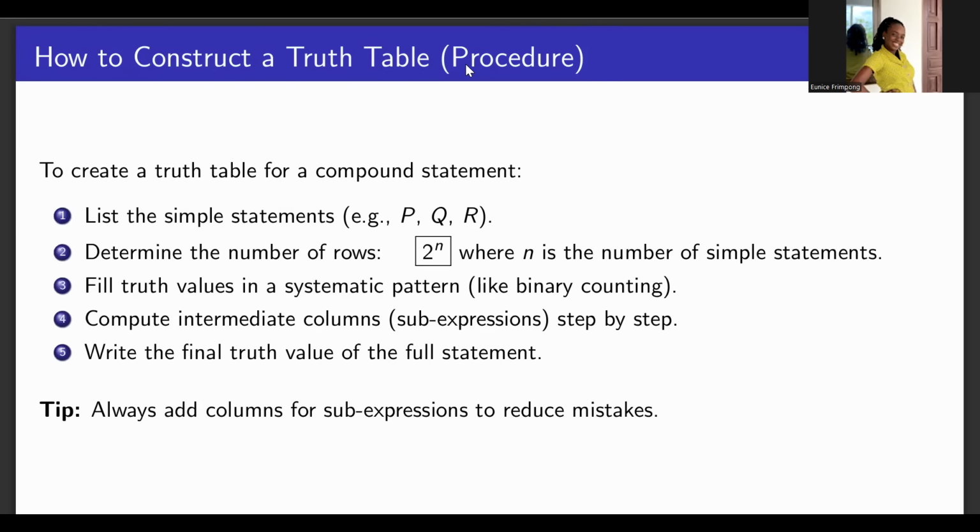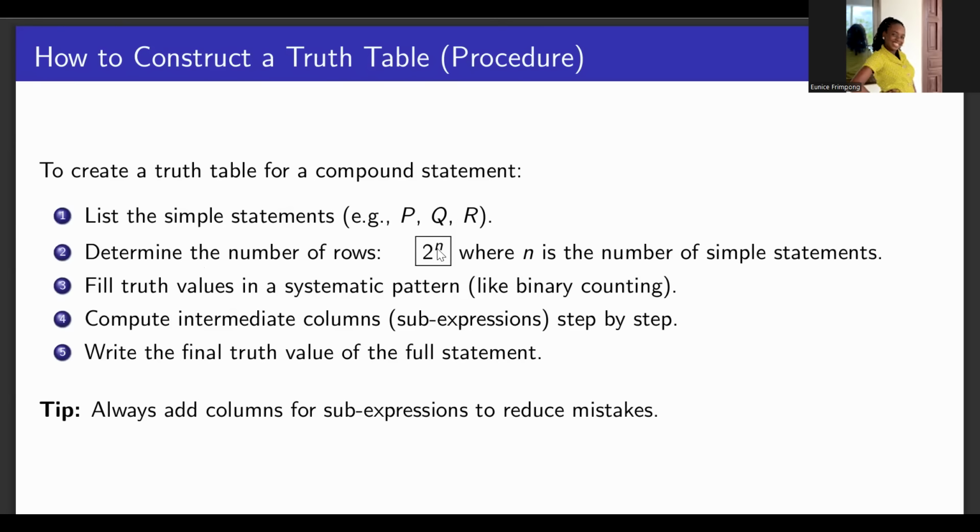How to construct a truth table? To create a truth table for a compound statement, you first of all list the simple statements. So for example, we have the statements P, Q, and R. Then determine the number of rows that you need. How do you determine the number of rows?